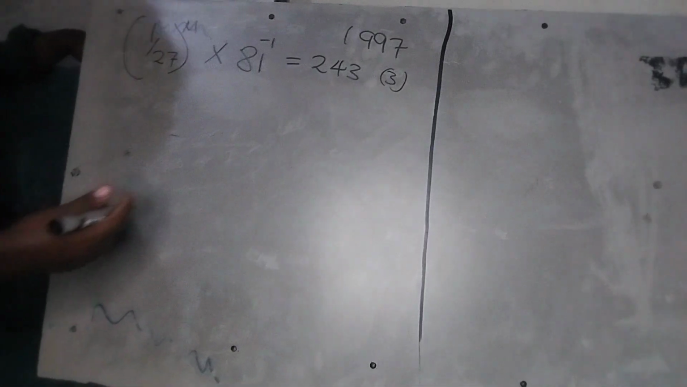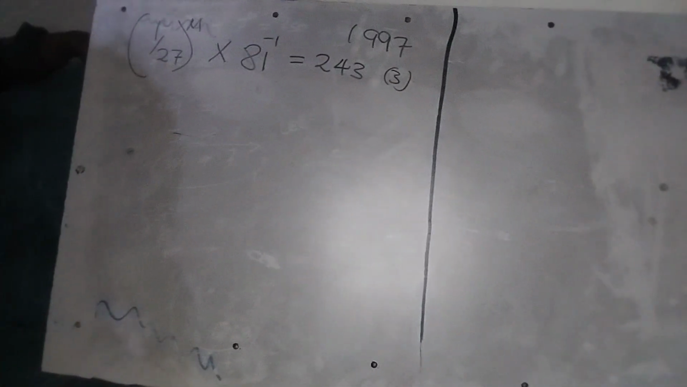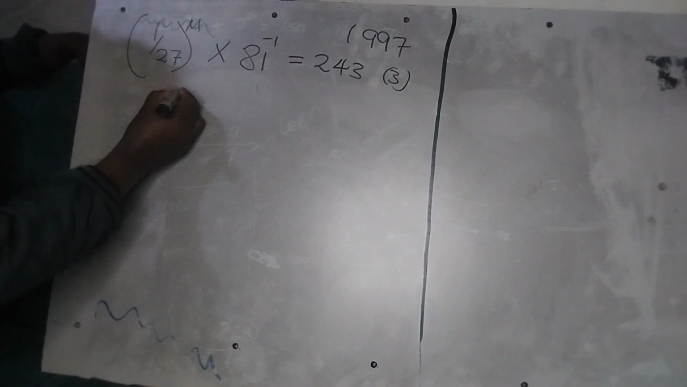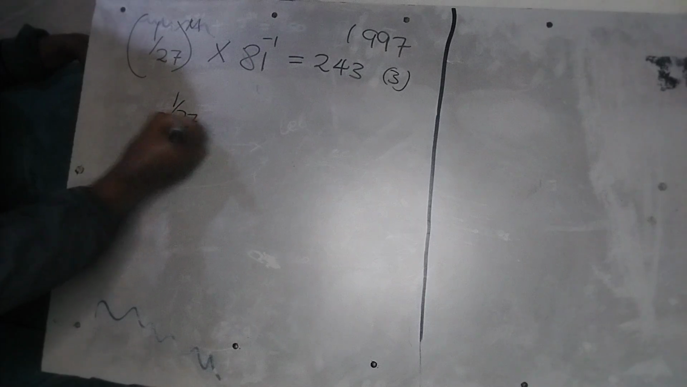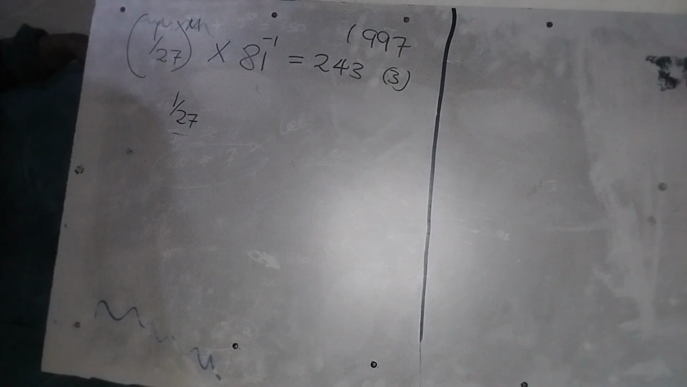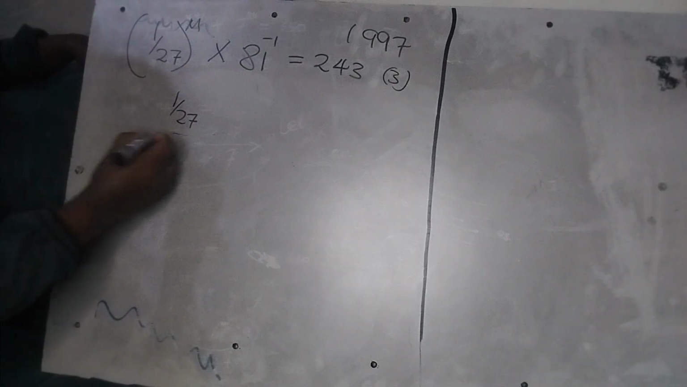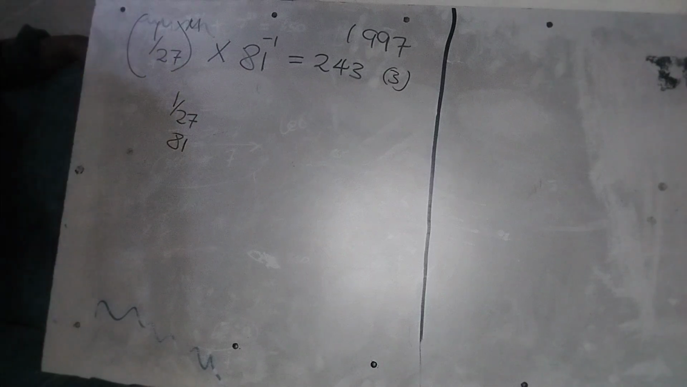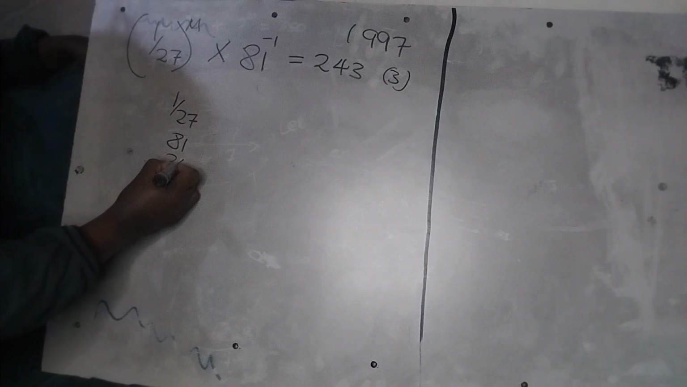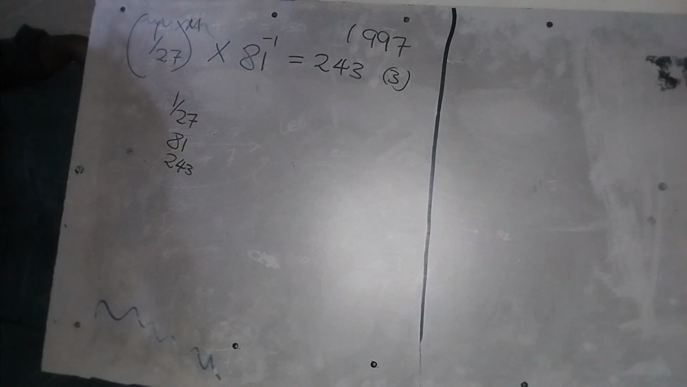Okay, so you can see the question as a fraction and the fraction is 1/27. Which other number do we have? 81. Which other number do we have? 243. Why am I writing all the numbers? We are trying to find whether we can get a common base.